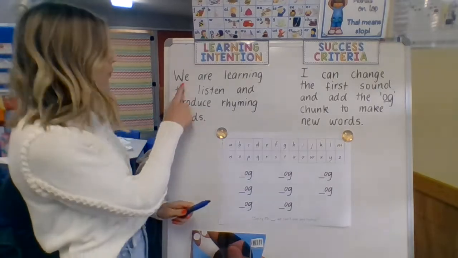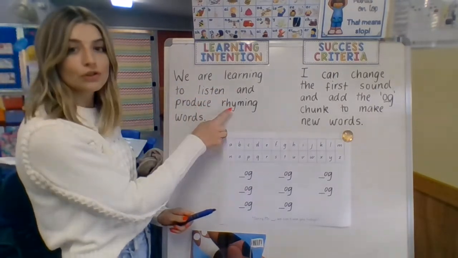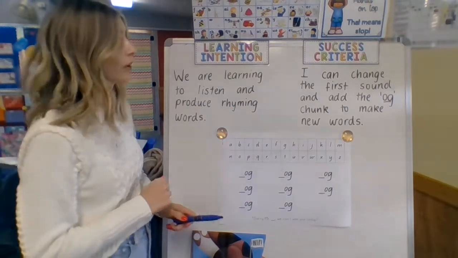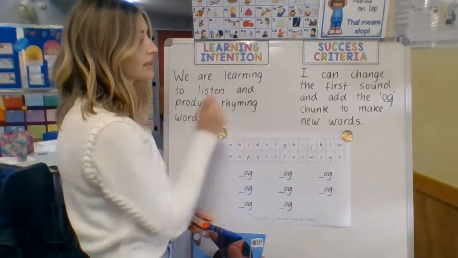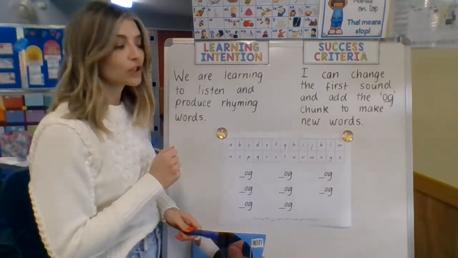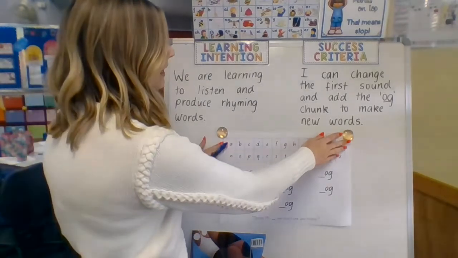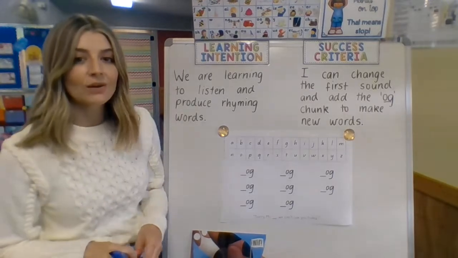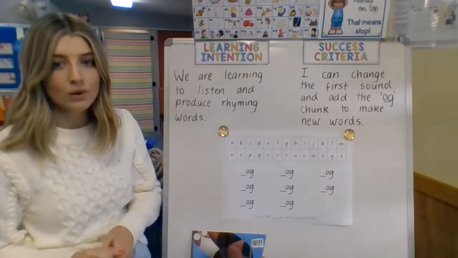So today we are learning to listen and produce rhyming words. Remember, produce is where we can say the words as well. So what you'll be able to do is I can change the first sound and add the og chunk to make new words. So we're going to be using our alphabet here, and we're going to have a go at saying every sound that these letters make to see if we can make some real rhyming words.